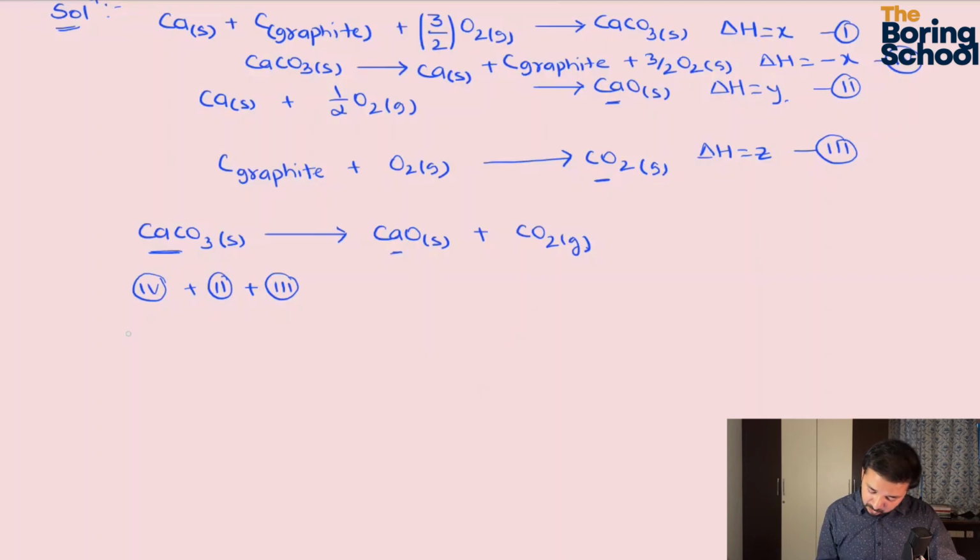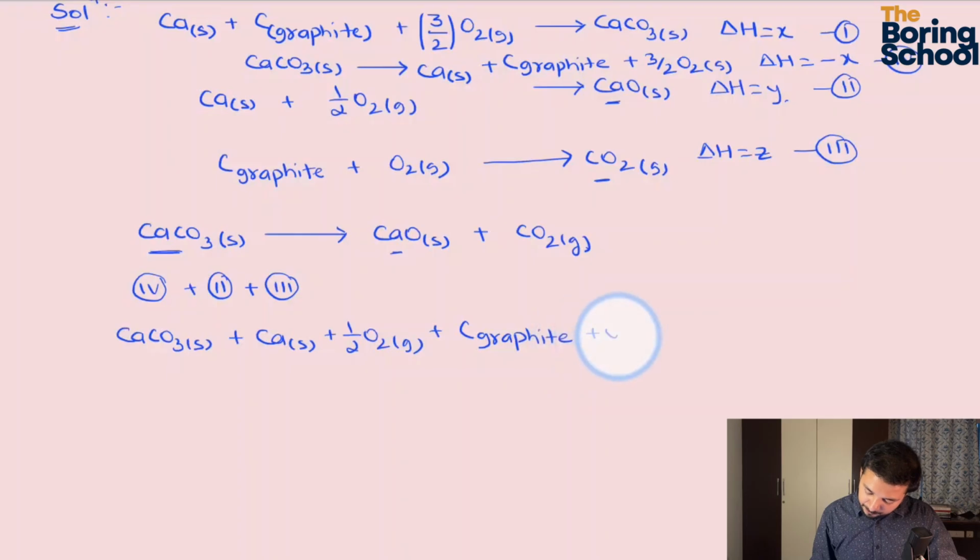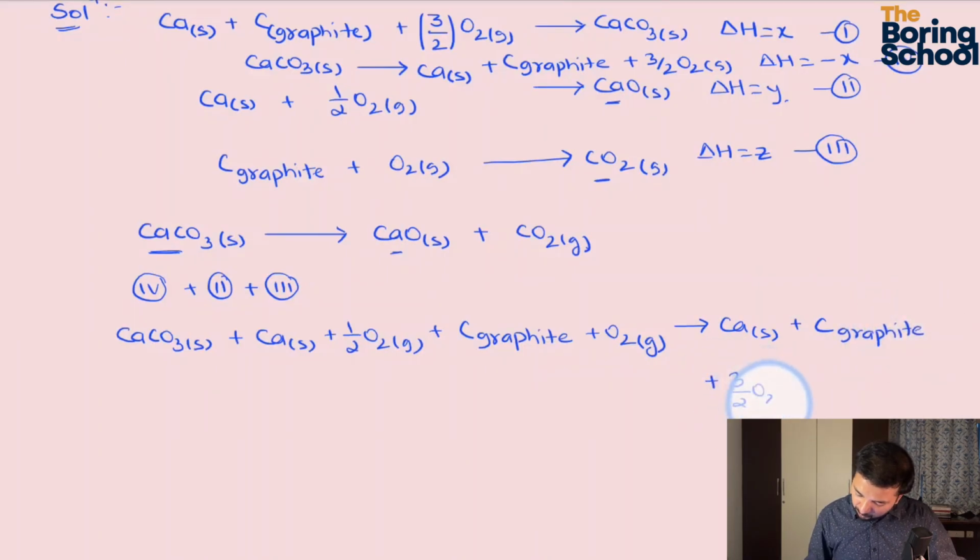If I add 4 plus 2 plus 3, we'll get CaCO3 solid plus from second reaction we'll get calcium solid plus half of O2 gas. From third reaction we'll get C graphite plus O2 gas will give us, from the first reaction we are getting calcium solid plus carbon graphite plus 3 by 2 O2 plus CaO solid plus CO2 gas.